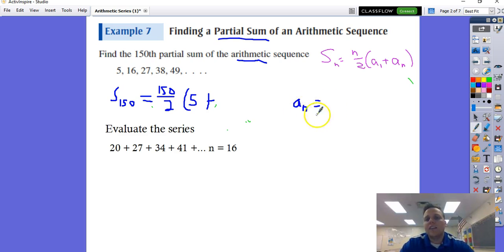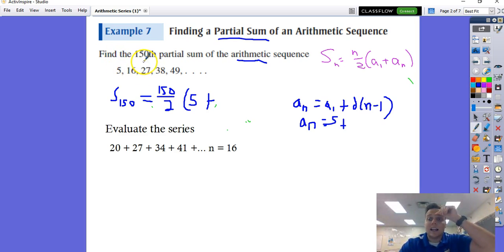I know that I can find the explicit formula for any term by just simply saying a sub 1 plus d times n minus 1. Okay? So, I know what a sub 1 is. It's simply 5. I can find d pretty easily. Just simply say, okay, 5 to 16, 16 to 27. It seems like I'm adding 11 each time. So d is 11 times n minus 1.